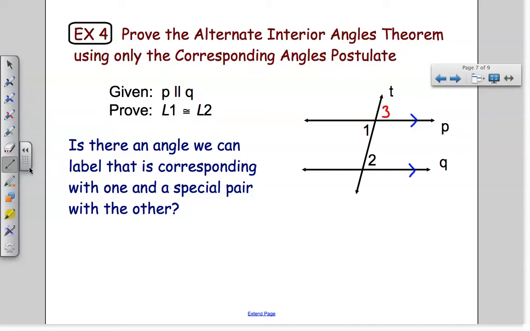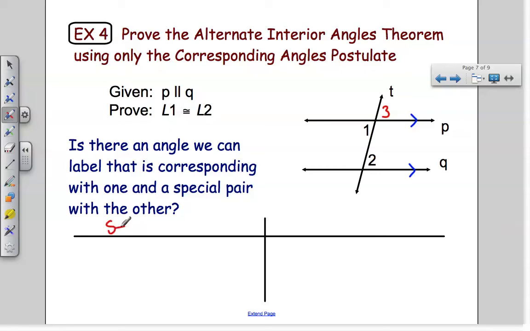And set up a proof with statements and reasons. And actually that angle 3 is all that I will need to be able to do this proof, and prove eventually that angles 1 and 2 are congruent. So I was given that P was parallel to Q. That's where I'll start.